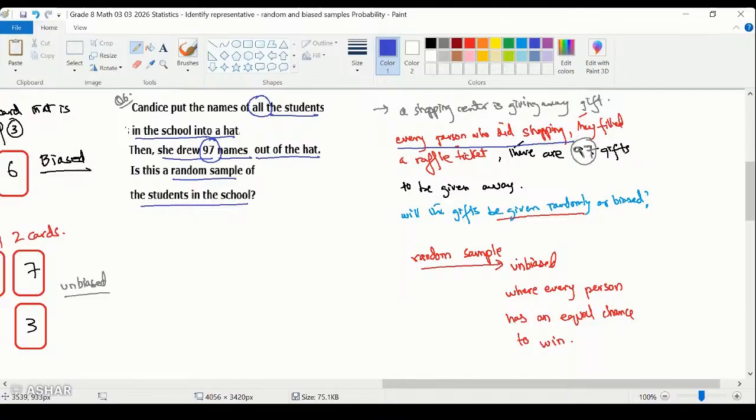So what will we say in question number 6? Yes, it is a random sample. Agreed? Because she is just picking the names randomly. She is not saying it has to be in alphabetical order or by the age or the grade level. She's just picking out random 97 names. Agreed? So this would always be a random sample. Okay.